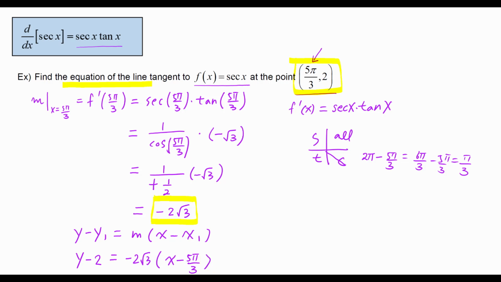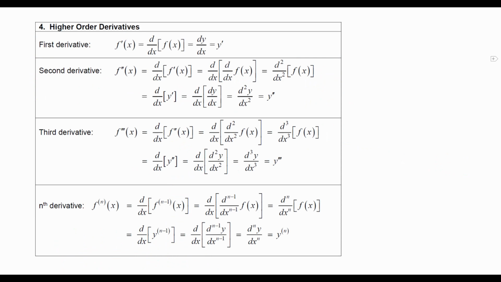And I found my equation of a line tangent to f of x equals secant x at the point 5 pi over 3 comma 2. Now, let's take a look at higher order derivatives. This is not hard at all. We have to keep taking the first derivative, which is f prime of x. And you know, f prime of x can be written differently.